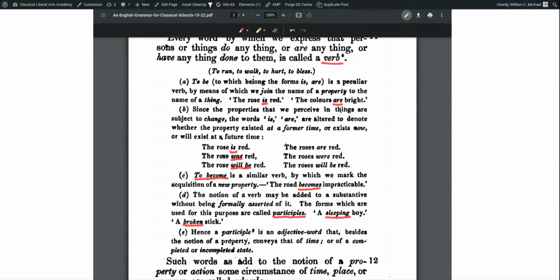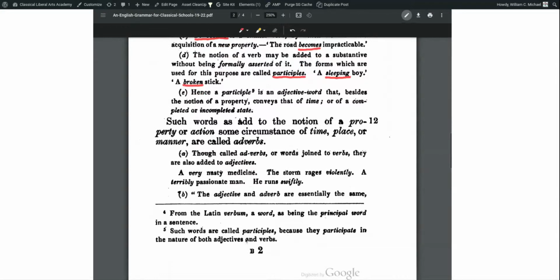Point E, we continue. Hence, a participle is an adjective word that, besides the notion of property, also conveys a notion of time or of a completed or incompleted state. So, when we study verbs, make sure you know generally what a verb is. Then understand the importance of the verb to be. Then understand how verbs express different times. Then understand the notion of a participle, an adjective word that expresses both a property of a substantive and time that relates to that property. That's a participle. And that's what this lesson teaches us about verbs, which are the next part of speech.